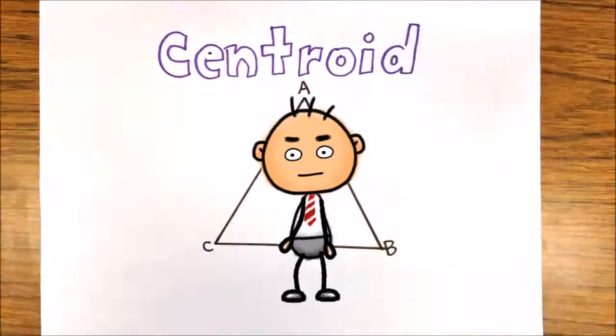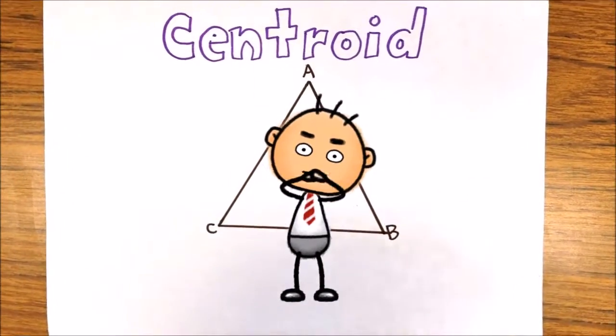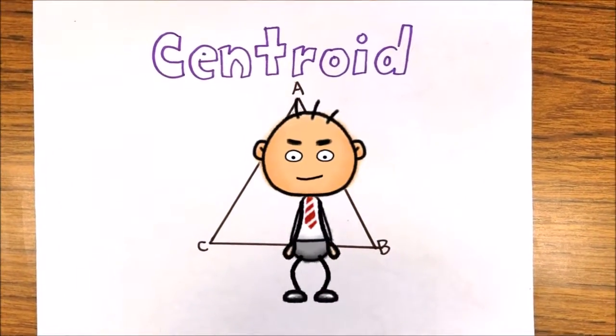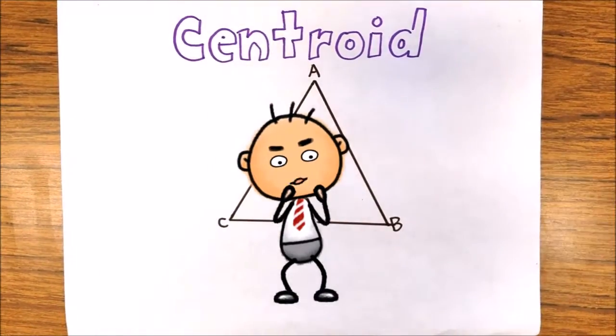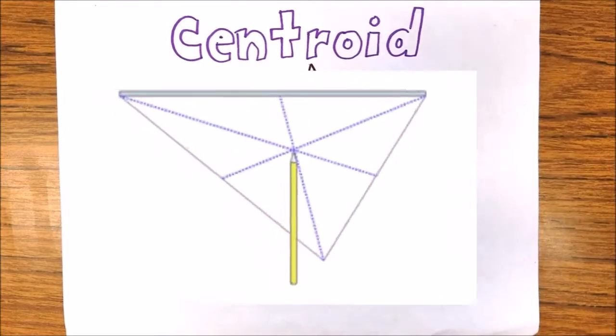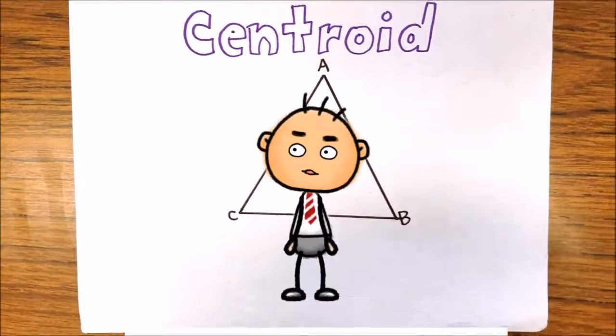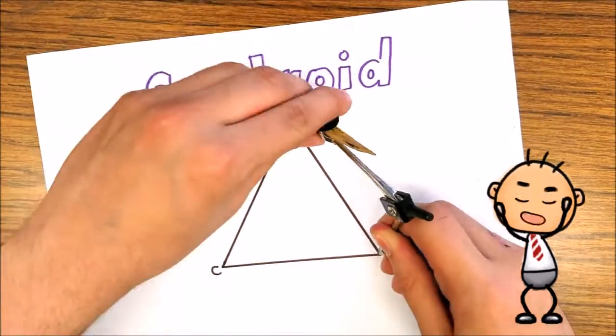The Centroid. The centroid is the center point where the 3 medians of the triangle intersect. What's cool about the centroid is that it is the center of gravity. So for example, if you have a pencil placed on the centroid, the triangle will balance on top of the pencil. First, you find the perpendicular bisector of the segment AB.